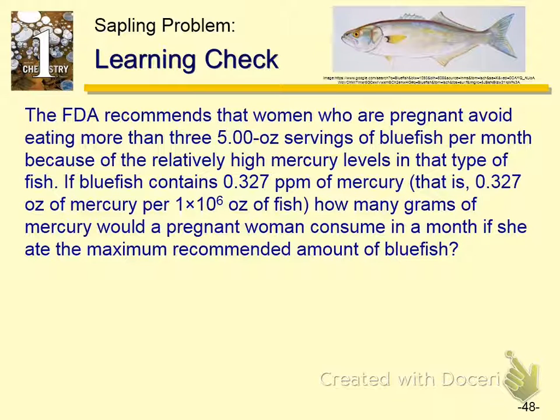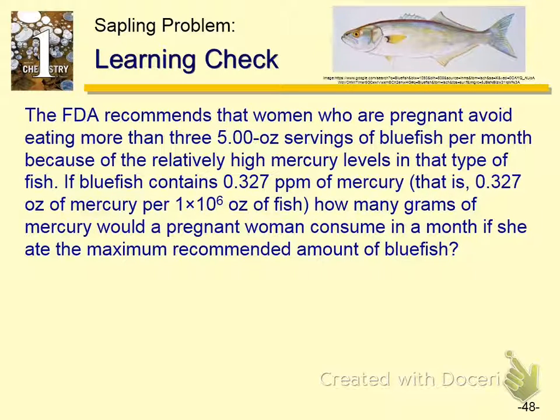But actually, on the sapling, I think it asks for how many ounces of mercury. It's looking for ounces of mercury. So actually, the problem is very, very simple. But with all those words, it doesn't look like it could possibly be simple. Where do I start?